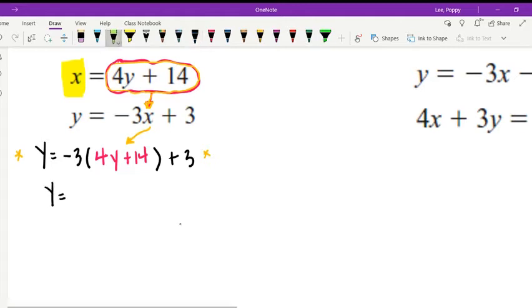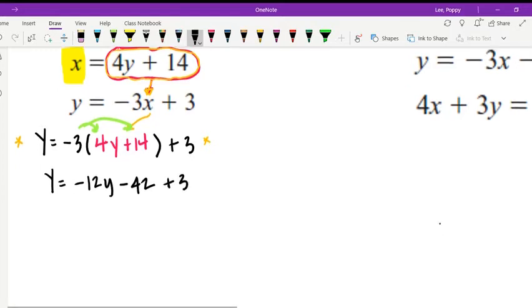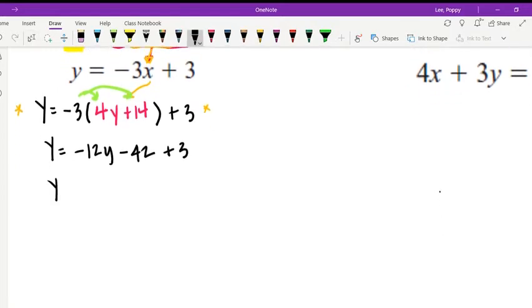y equals, distribute that -3 through the parentheses. y equals -3 times 4y is -12y. -3 times 14, I'm going to pull up my calculator. So 3 times 14, to make sure I do it correctly, is 42. So it's a negative, because negative times a positive is negative. And then don't forget to bring down the plus 3. Combine like terms. So y equals -12y, and then you have -42 plus 3 is -39. So -39.